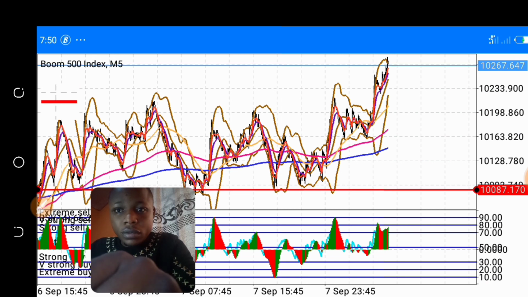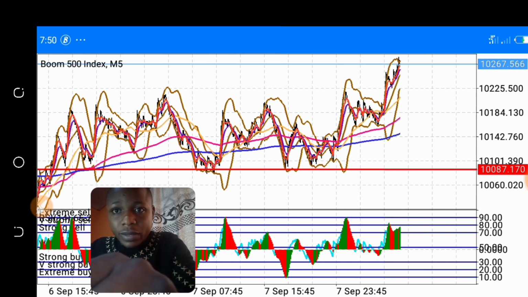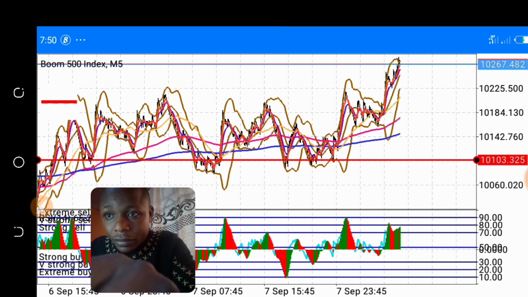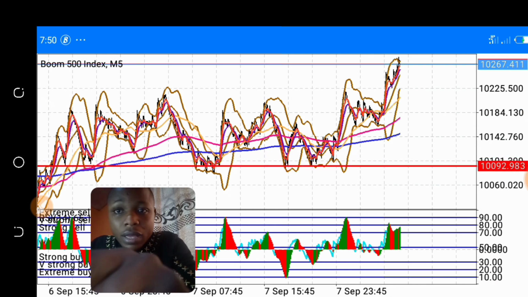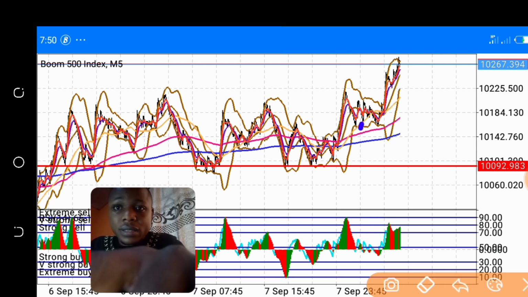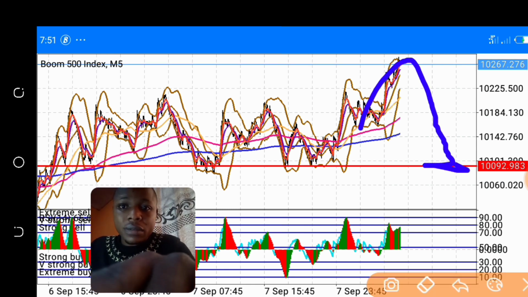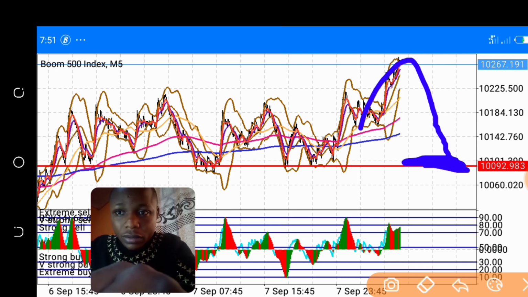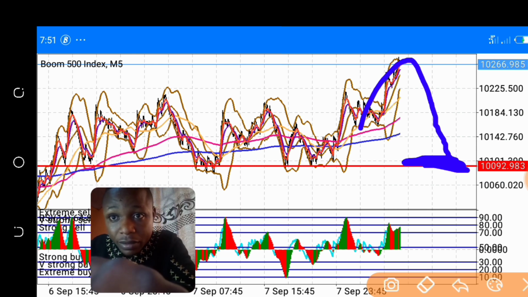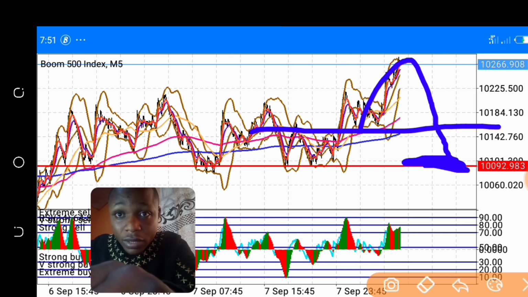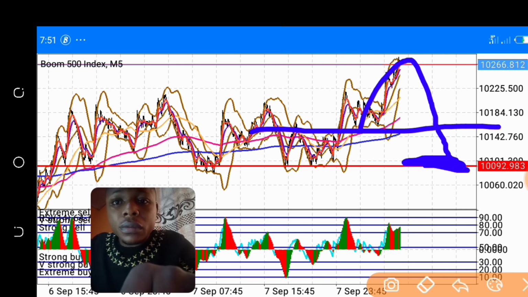So in the future, this support level will still be respected. As this market is going up right now, whenever it comes down again, it will still respect this support. So on this kind of market, you can place a pending buy over there. You can place a pending buy and maybe take profit here just for scalping, because even if it's a strong downtrend, it will still respect it and pull back a little bit, then continue the trend.